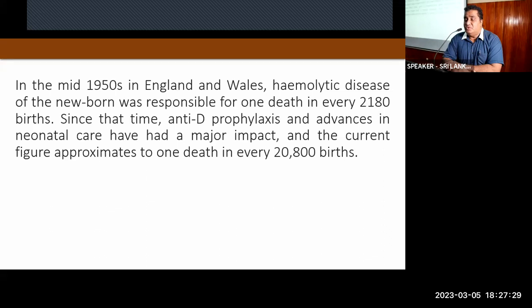Wales, hemolytic disease of the newborn was responsible for one death per nearly 2,000 live births due to Rh isoimmunization and hemolytic disease of the newborn. But since anti-D prophylaxis was invented and routine prophylaxis was given, it has reduced tenfold, the current figure being approximately one death per 20,800 births. So you can say a tenfold reduction in rhesus deaths by the routine prophylaxis, and prophylaxis further based on a proper Kleihauer test.